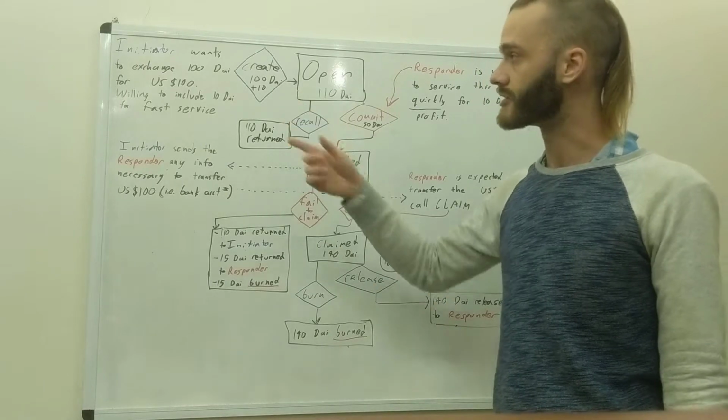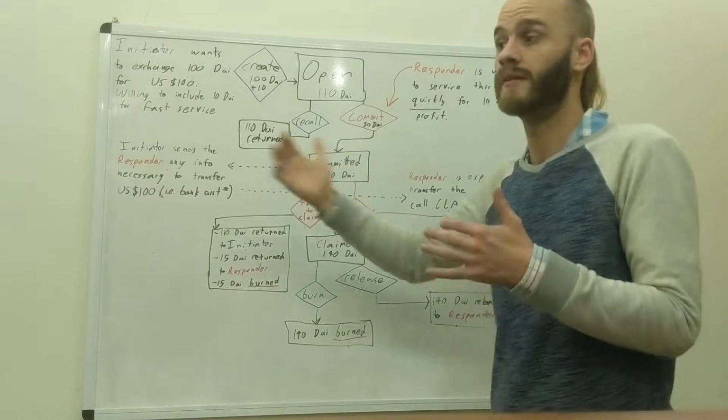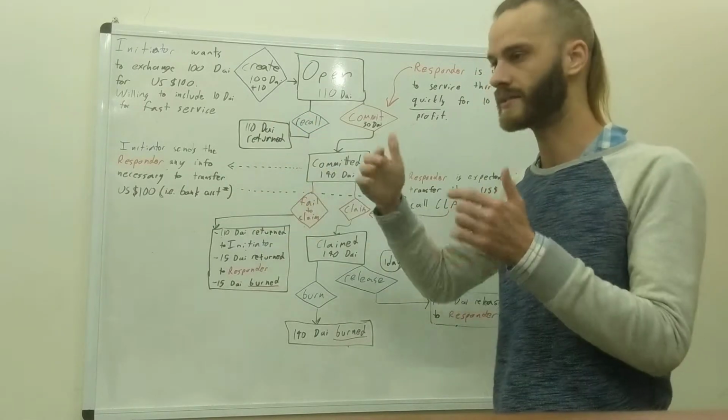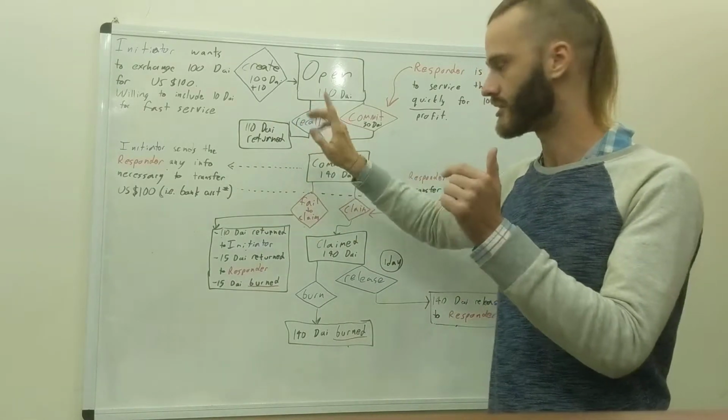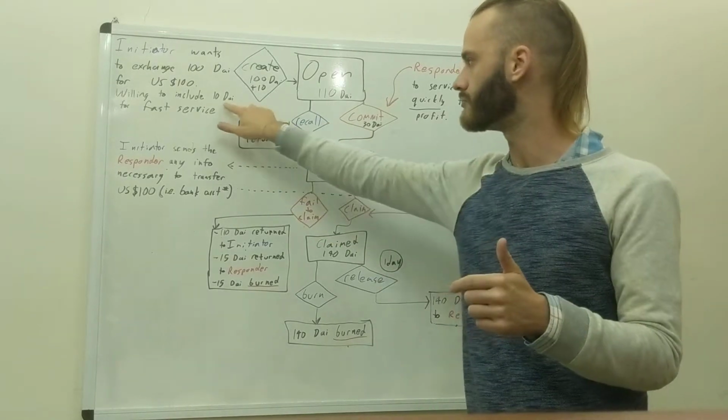And in fact, an initiator could try that first. He could try to create it with 100 die straight with no bonus to just see if somebody shows up. If not, he could cancel it and then reopen it. He can recall it, get his die back, and then he can reopen it and include more of a bonus.